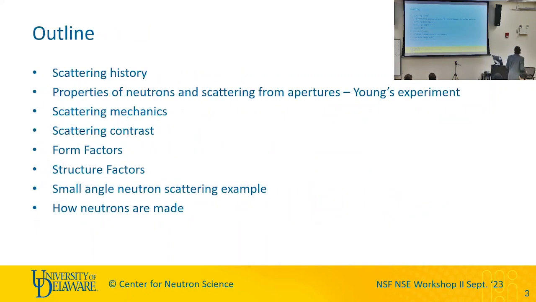So let's get started. I'm going to talk about a little history. We'll look at Young's experiment, some basic ideas. I'm going to go through this fairly quickly because you should have a little background in it. It's more of a refresher. And we can talk more in detail. We'll have question and answer. Interrupt me if you see something that bothers you, okay?